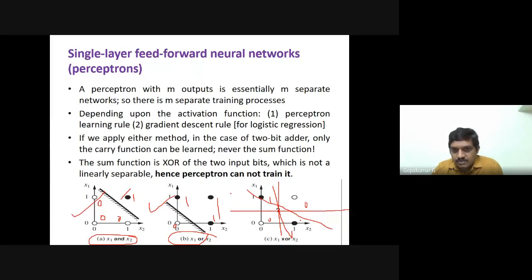Suppose you draw one straight line here and another straight line here. Then you can say that below this region you have one type of data, and above this region you have that same kind, and in between you have, say, dark points. So in that way you need, say, two lines, and in that case it is possible. So that is one problem with the simple perceptron.